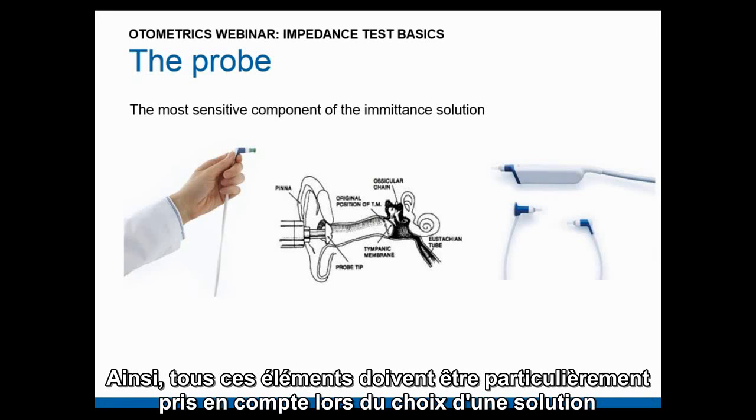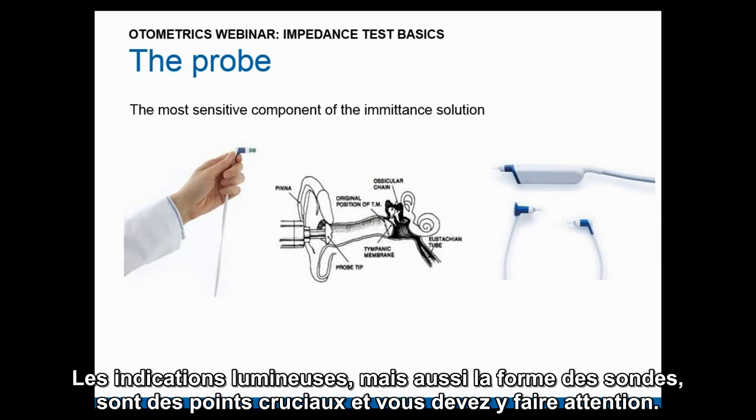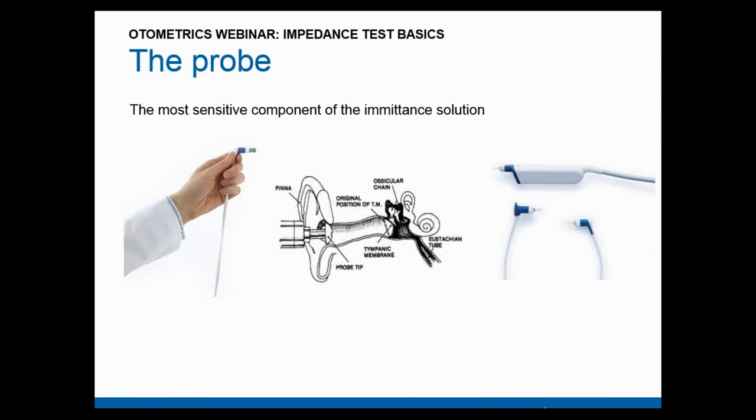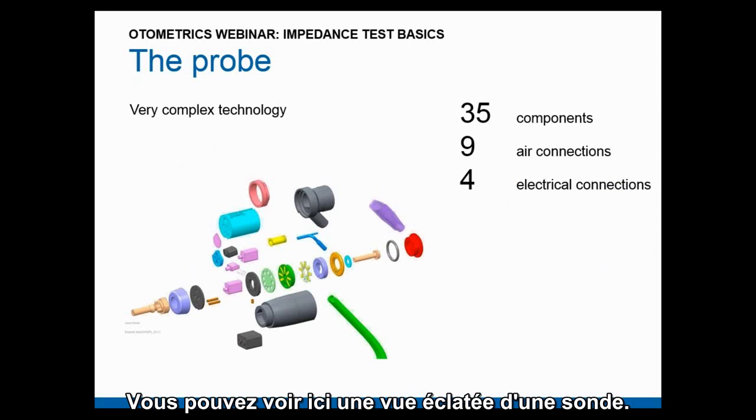So all these elements are very, very important to take into consideration when you select the solution and when you select the most sensitive part of the solution, which is the probe. So the light indication, but also the form factor of the probes are very, very sensitive, and you should pay attention to that. Now, why is the probe so sensitive a part?